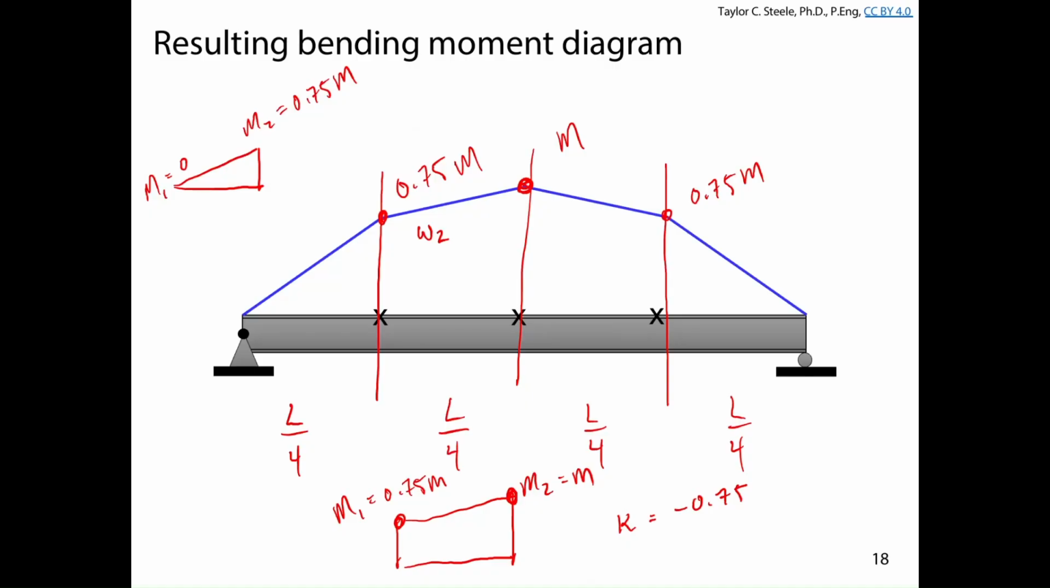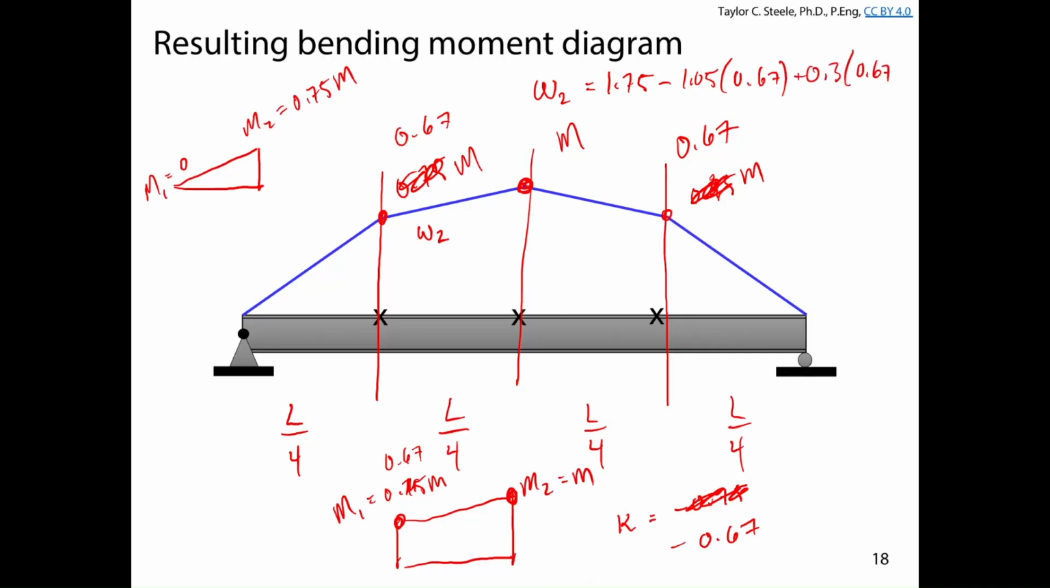And so if we were to, let me see, I might have that slightly wrong. Let's call this 0.67, and let's just change all these to 0.67. I think I did my mental math there slightly wrong. In any case, we end up with kappa is minus 0.67. And if we were to plug that into the equation for omega 2 is 1.75 minus 1.05 times 0.67 plus 0.3 times 0.67 squared, we get an omega 2 value in this case of about 1.18.